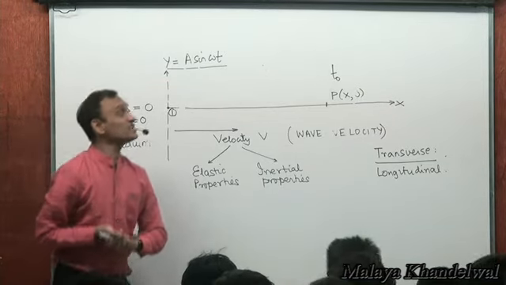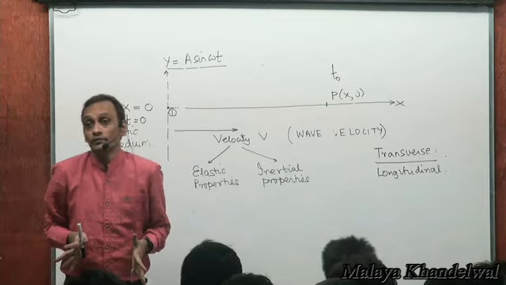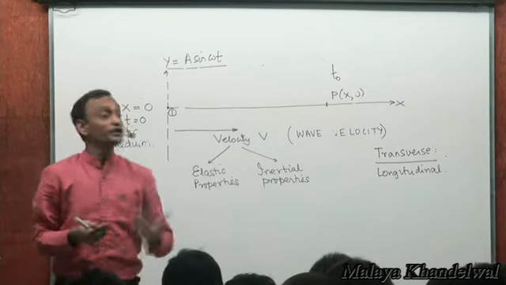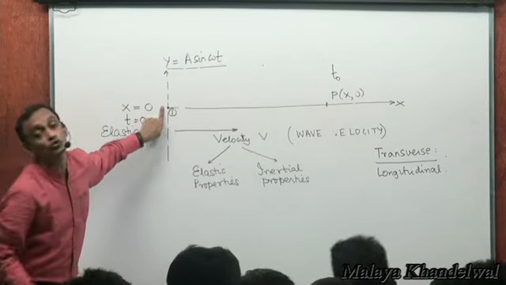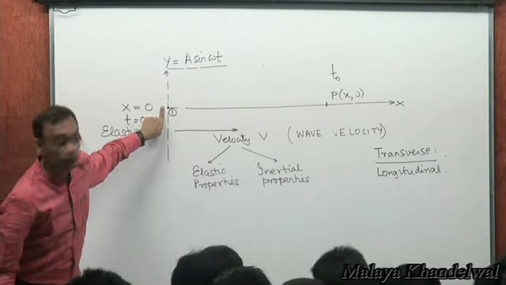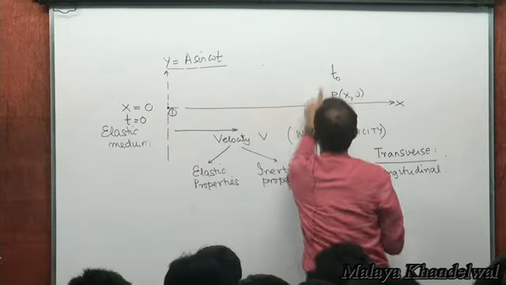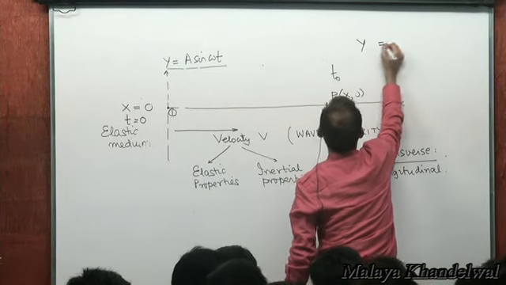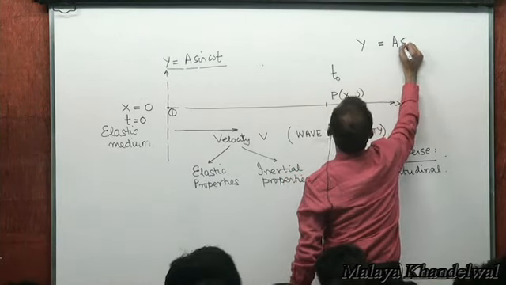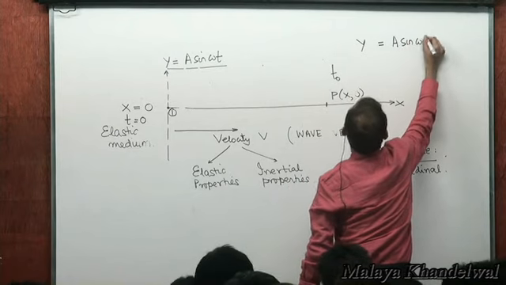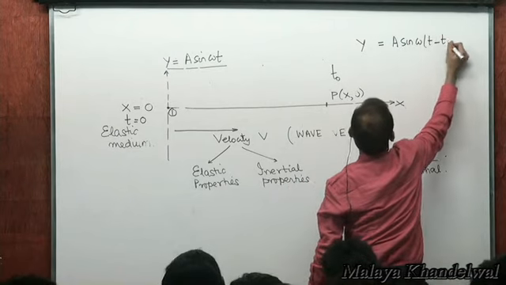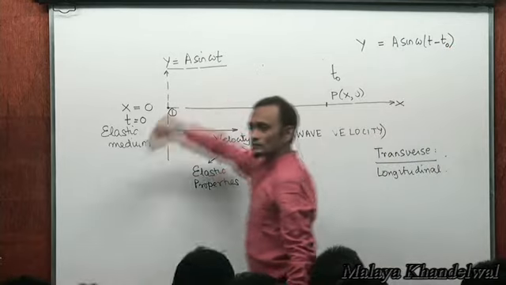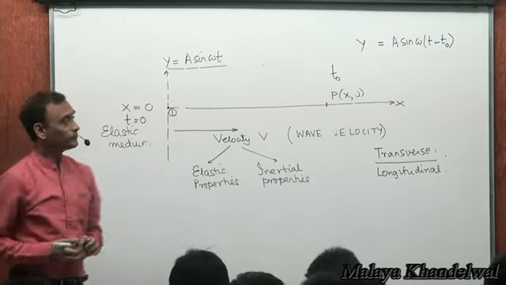Now, once the disturbance reached P, at time t equal to t naught this particle started to do what particle 1 started to do at t equal to 0, right? So the nature of motion of the particle at P is simple harmonic motion given by y equal to a sin omega (t minus t naught). Yes or no, right?